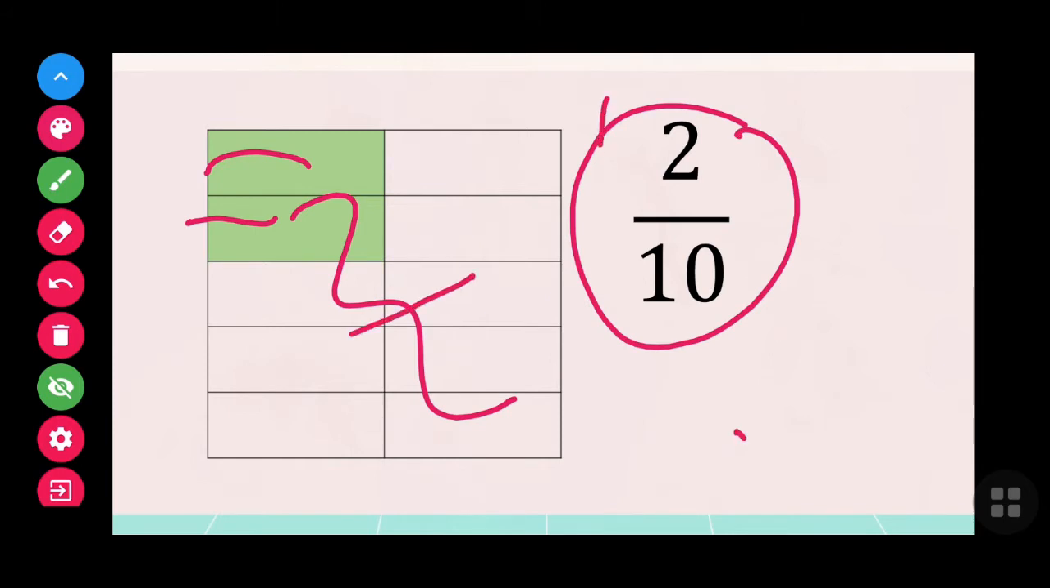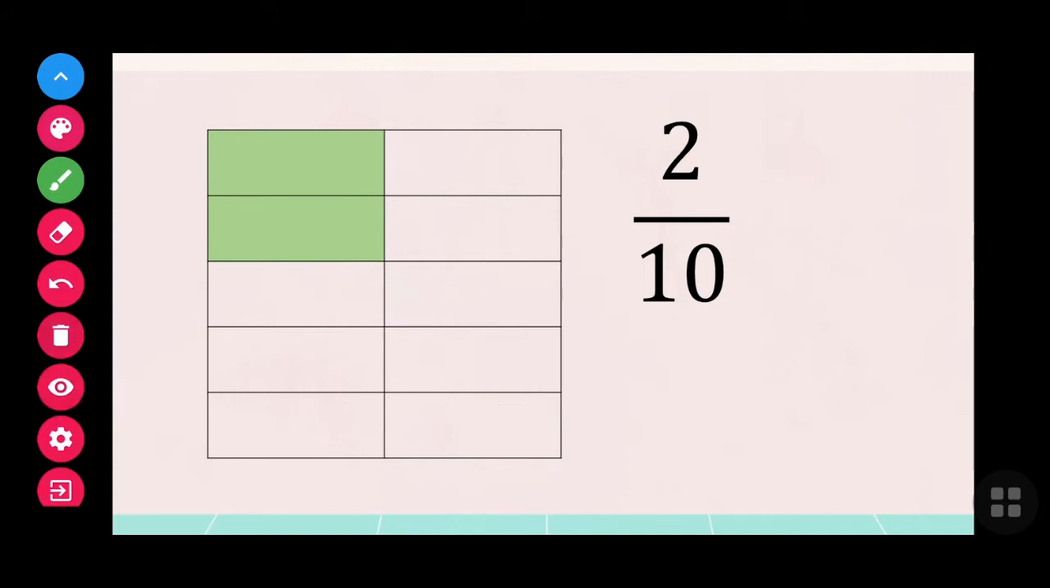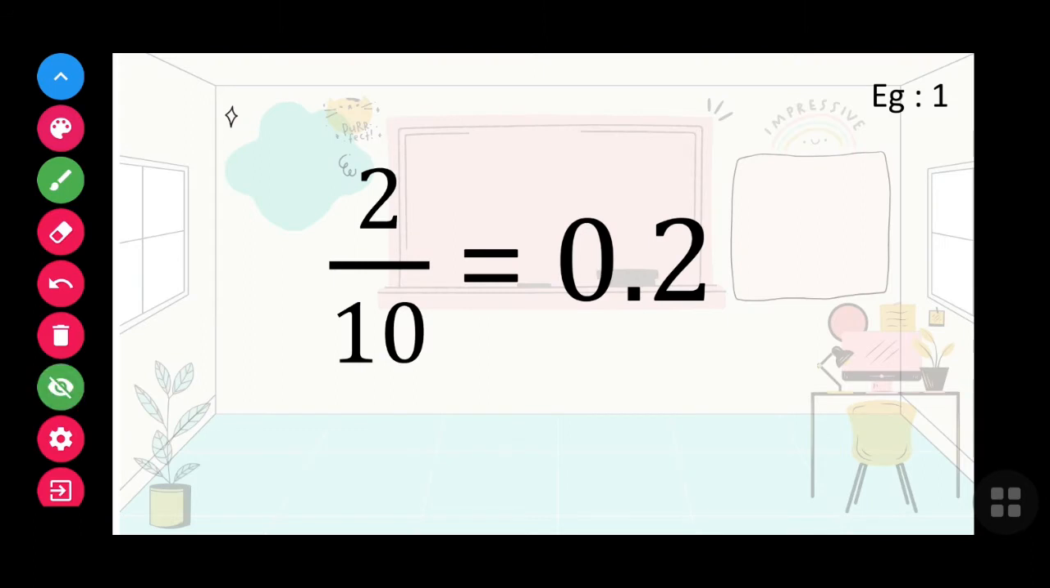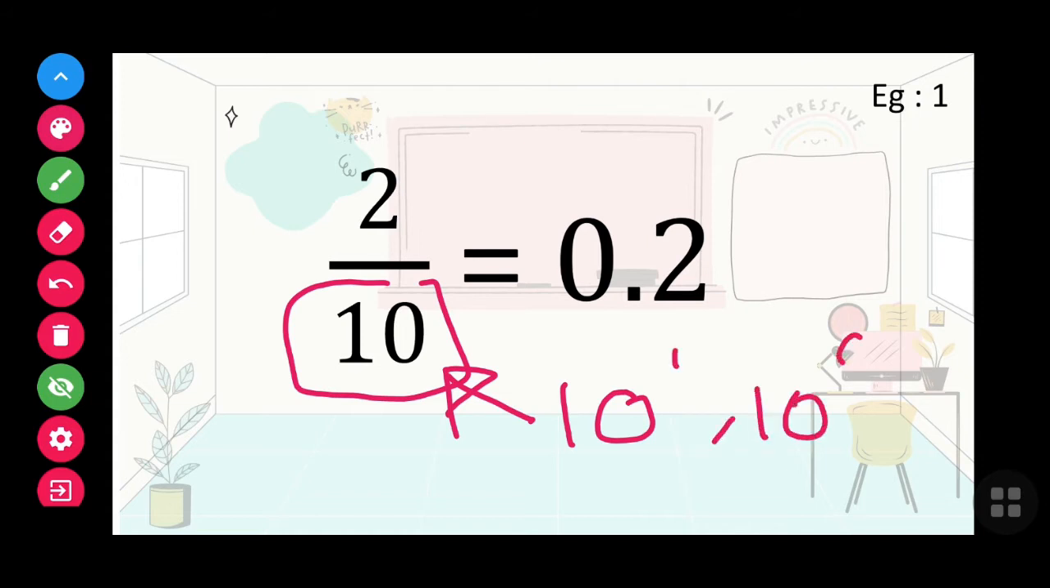Now we have done that in fractions. Now we will see how this can be written in decimal. See, it can be written as 0.2. We will learn how to convert this fraction into decimal. Now we found out that 2 over 10 equals 0.2. Now can you just focus on the denominator of this. See, this is 10. When we have denominators as powers of 10, like 10 to the power 1, 10 to the power 2, that is 100, 10 to the power 3, that is 1000, it is easy for us to turn it into decimal.